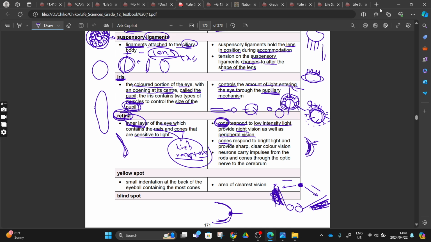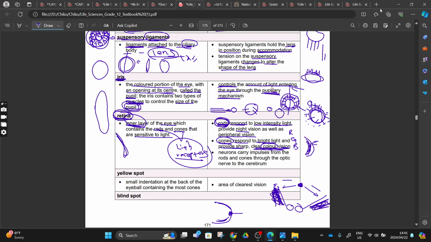Do that experiment, right? And then they also said that we have the cones, and these cones respond to bright light, the colors, and provide sharp, clear color vision, right? When we talk about color vision, I told you we have red, green, and blue. So those cones are bringing us color vision, right? What is the function of cones? The cones are the photoreceptors that allow us to see color.